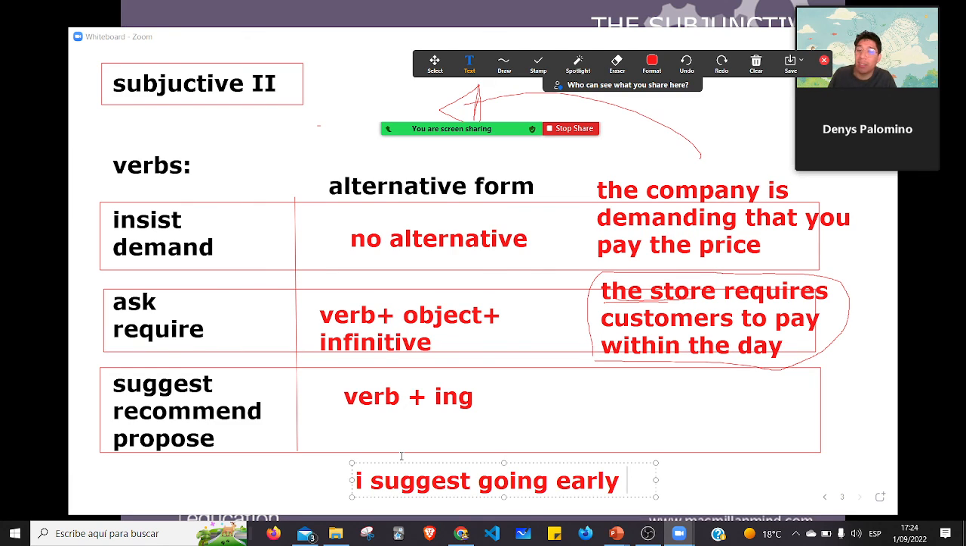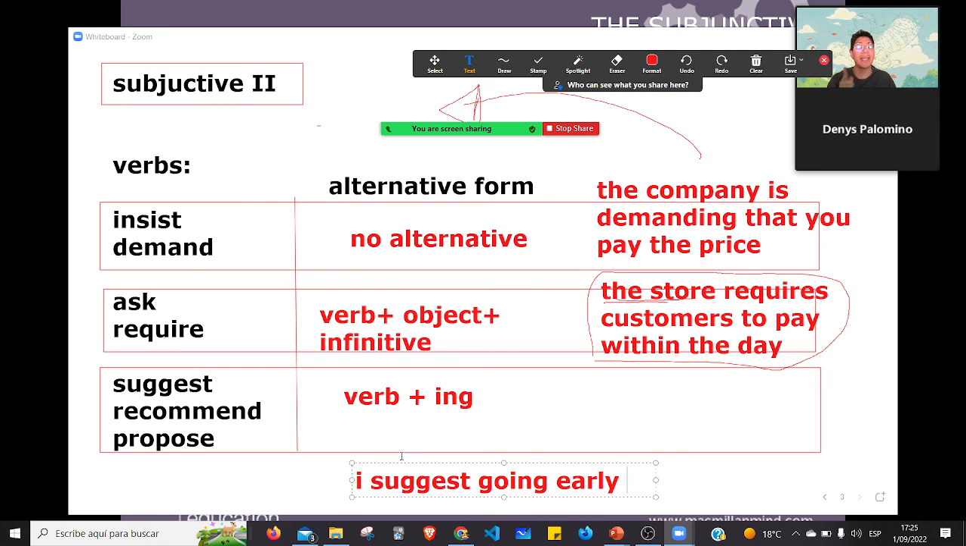I suggest going early. I recommend studying the phrasal verbs. Recomiendo estudiar los verbos frasales. ¿Pero a quién le recomiendo? ¿A todos en general o no? I suggest, I recommend. No es como en español. I recommend you to learn the phrasal verbs, que es otra estructura. Te recomiendo a ti.